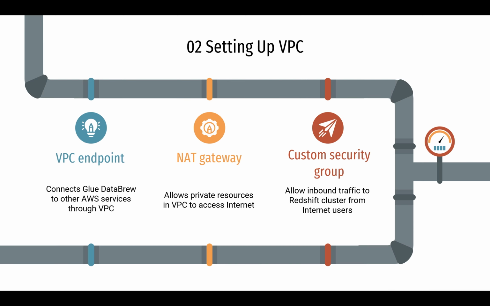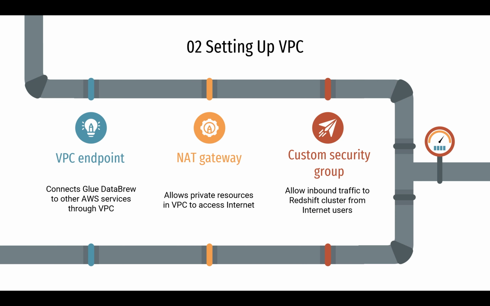So these are the 3 steps for setting up the VPC. First, we need to connect the VPC endpoint. After that, we need to get the NAT gateway so that private resources can access the internet. And then we'll be talking about the custom security group, which is a very important part, which we will be discussing right now.